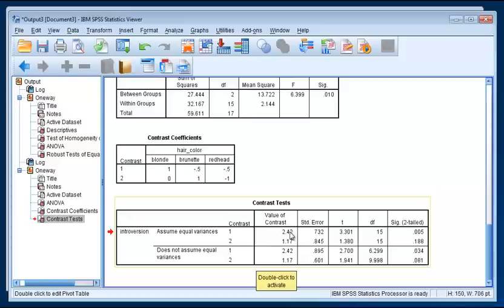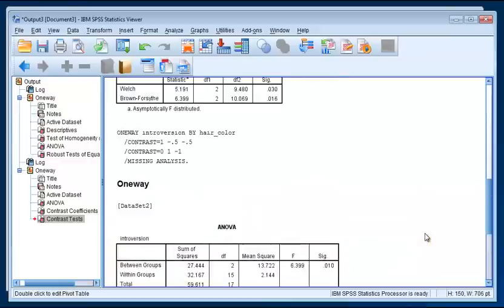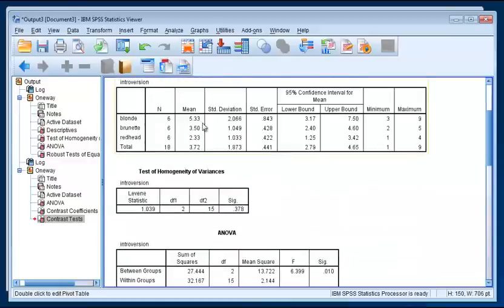the contrast in terms of the mean difference of the one group versus the pair of others is 2.4, and we get a standard t with the degrees of freedom and a p-value. And our p-value is 0.005. That's significant at the 0.05 and the 0.01 level, so blondes are significantly different from brunettes and redheads when it comes to introversion. And if we scroll back up to the descriptive statistics, we can see that the blondes have a significantly higher introversion level than brunettes and redheads for this data set.